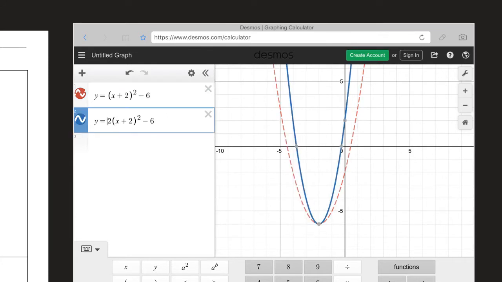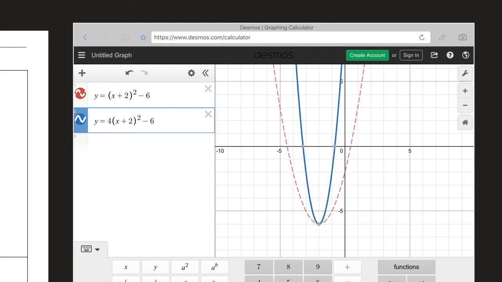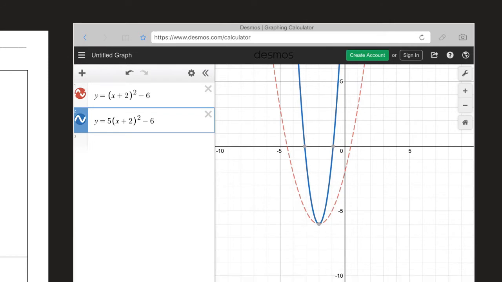What happens if I make it a 3? It looks even a little bit more squished, right? If I make it a 4, what's it going to look like? It's going to look like that. What if I make it a 5? It's going to look even more squished, right? So when you change the a value, it seems to change the shape of the function. It seems to make it a little bit more squished if you increase that value.